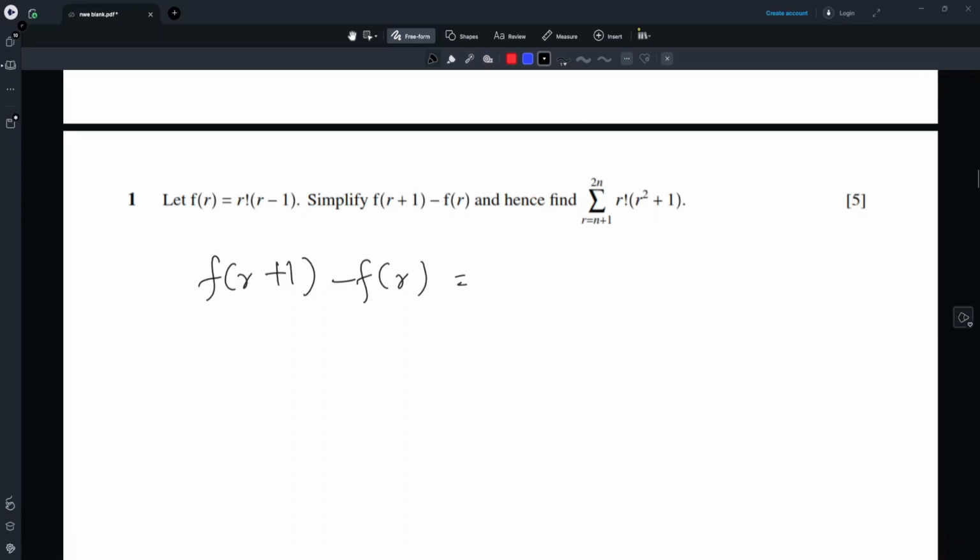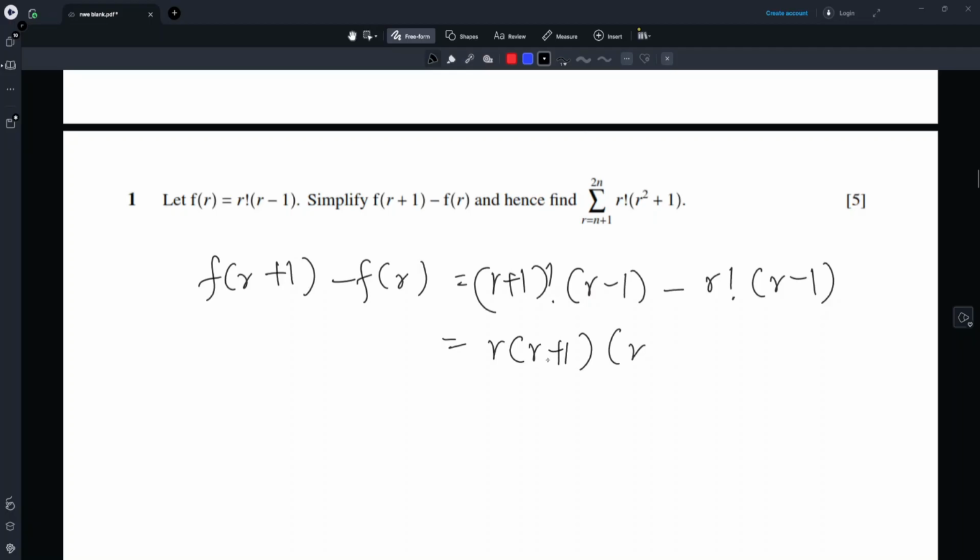So this equals to f of, nothing much, just r plus 1 here and r minus r here. So r plus 1 factorial r minus 1 minus r factorial r plus 1 r minus 1. So here we have r plus 1 and r minus 1, r plus 1 r factorial r minus 1 minus r factorial r minus 1. This is not going to be there. Then we take r factorial common.